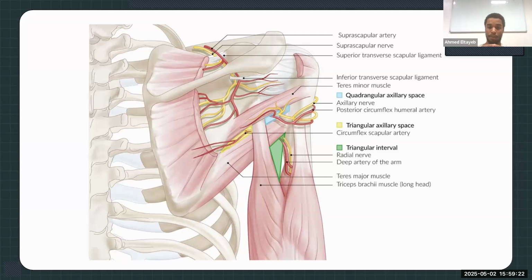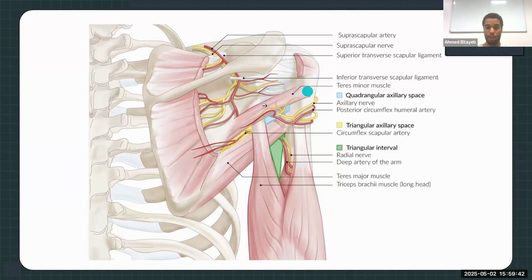Posteriorly, we have the teres minor muscle. And medially, we have the long head of the triceps. And laterally, we have the intertubercular groove of the humerus. And inferiorly, the floor is the teres major. Okay, we'll say that again.